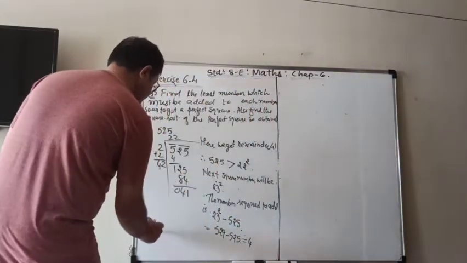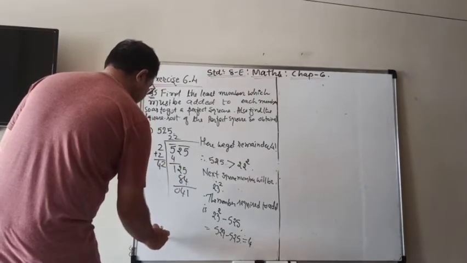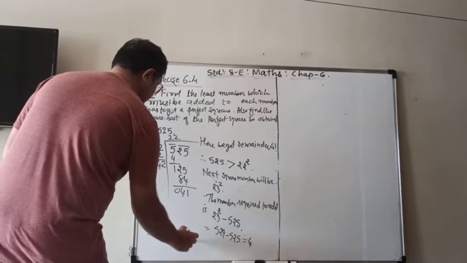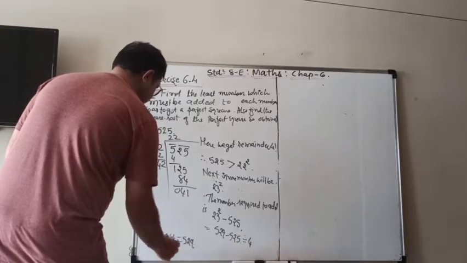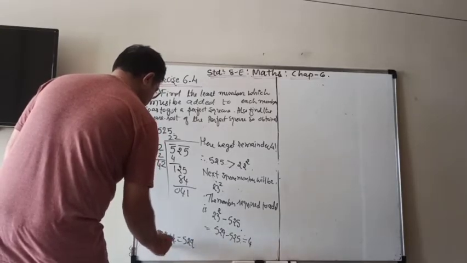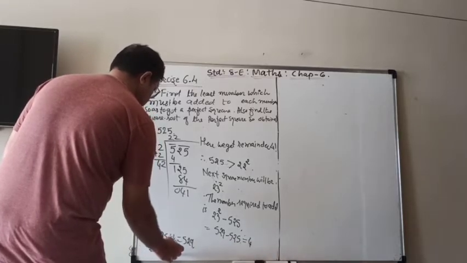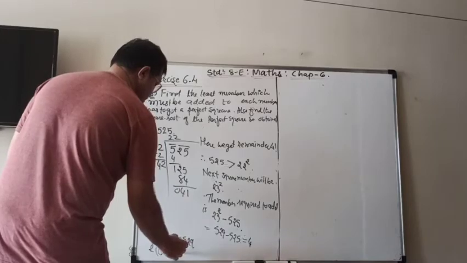Therefore, 525 plus 4 is equal to 529, and the square root of 529, we already know that it is 23.